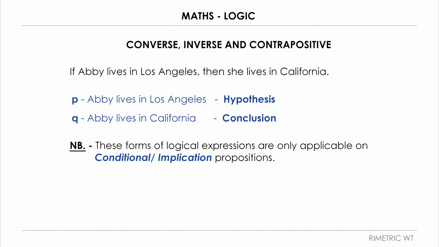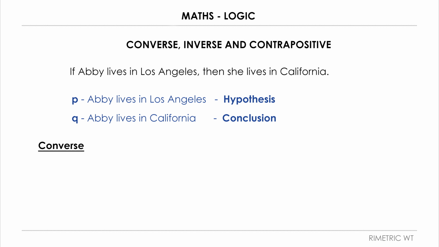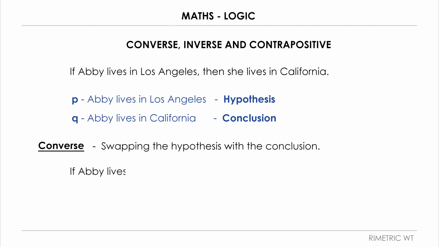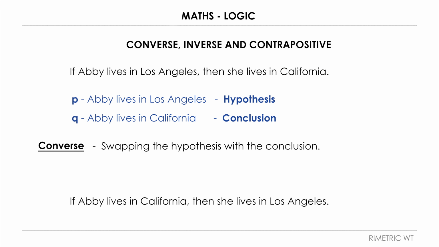All right, the first one is the converse. The converse of an implication means we simply swap the hypothesis and the conclusion. So our statement becomes, if Abby lives in California, then she lives in Los Angeles. As you can see, the hypothesis of the original statement becomes the conclusion of its converse, and the conclusion of the original statement becomes the hypothesis of its converse. Therefore, in general, if our statement is P implies Q, then its converse will be Q implies P.